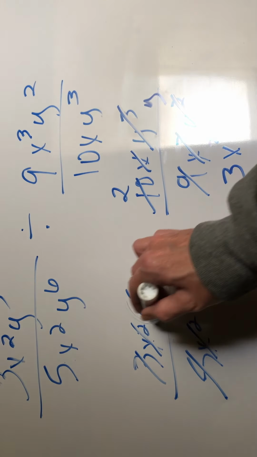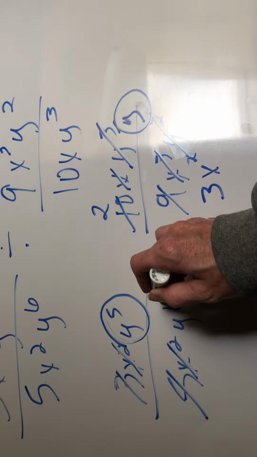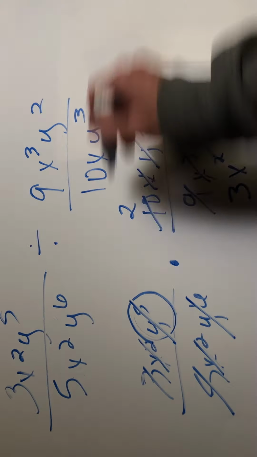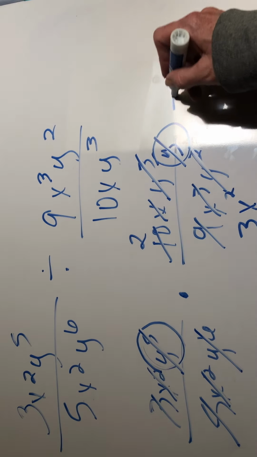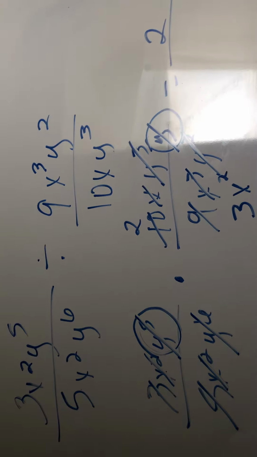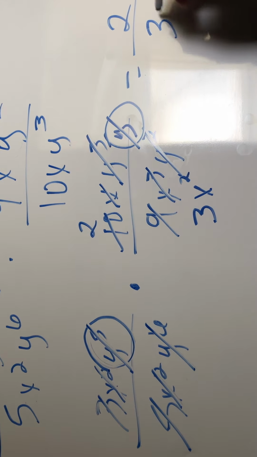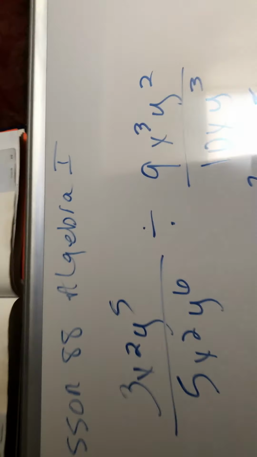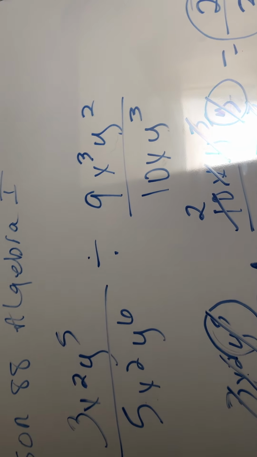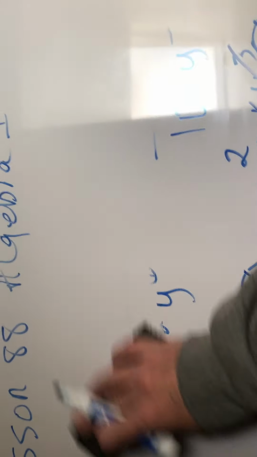Now, this y to the 5th and this y right here can cancel this y to the 6th. So y to the 5th and y go away. So then looking at the top, everything is crossed out but the 2. On the bottom, everything is crossed out but the 3x squared. So it'd be 2 over 3x squared left. So again, division, just like multiplication, you just have to remember to change it to multiplication and flip the second one. That's all you have to do on that one.